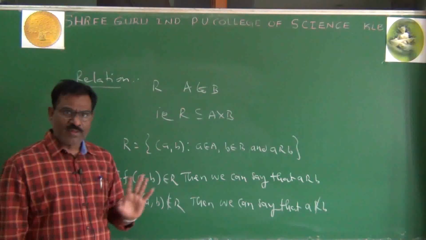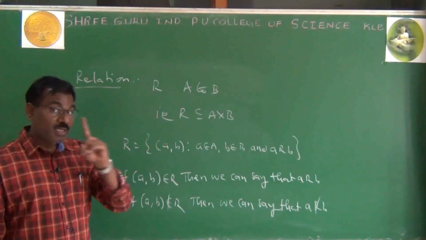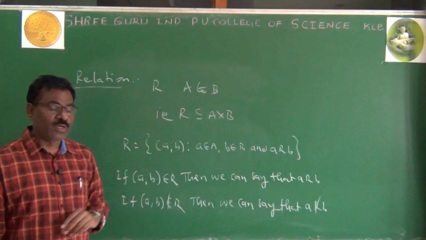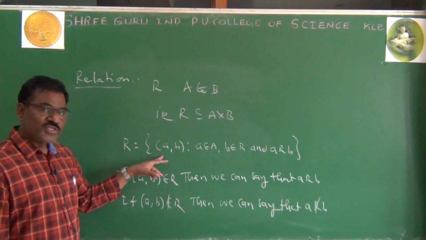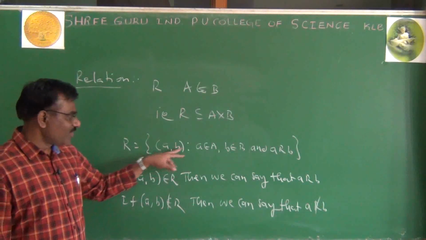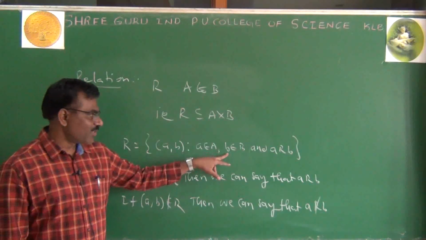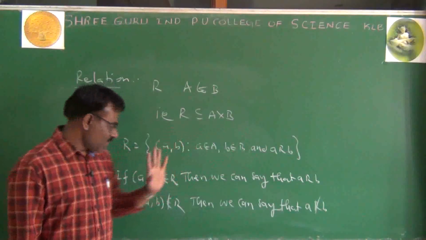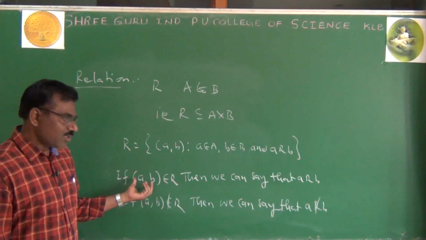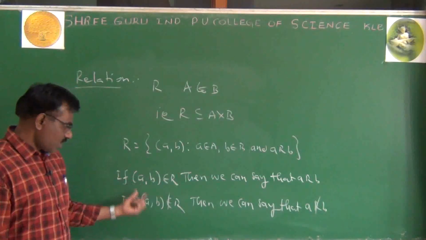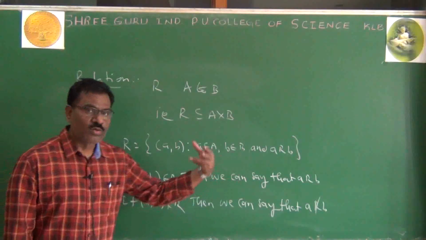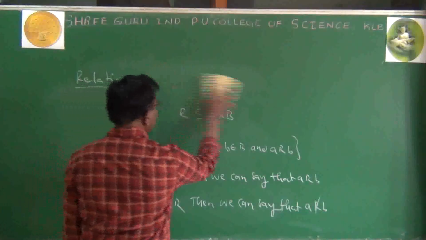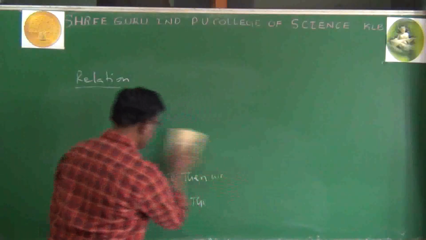Very simple. R is a subset of A cross B. Be careful, it is very important: R is a subset of A cross B only. So relation R is defined as (a, b), the first set and the second set. So a is related to b. If (a, b) does not belong to R, we can say a is not related to b. This is the definition of relation.